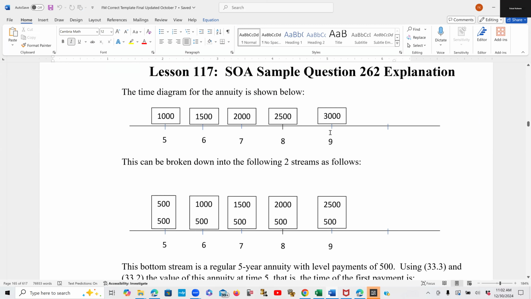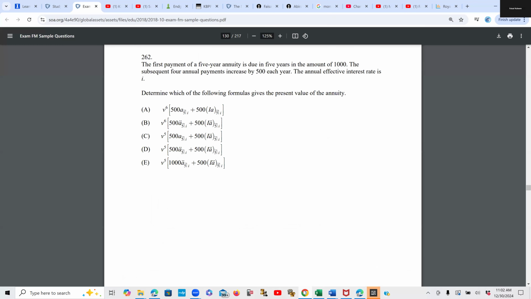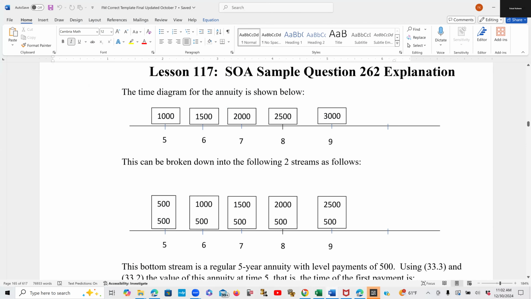And we're not asked to find its present value numerically, but we are asked to pick one of the formulas in the answer choices. And if we look at the answer choices, each choice consists of 2 components. So we will have to break down this annuity into 2 components. And the most natural break is that if we have a level stream of 500 each, and then we have 500, 1,000, 1,500, 2,000, and 2,500.